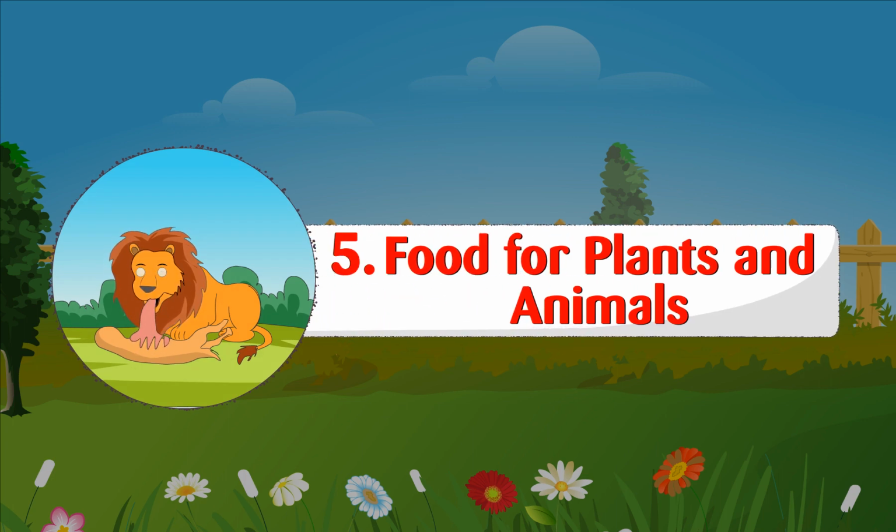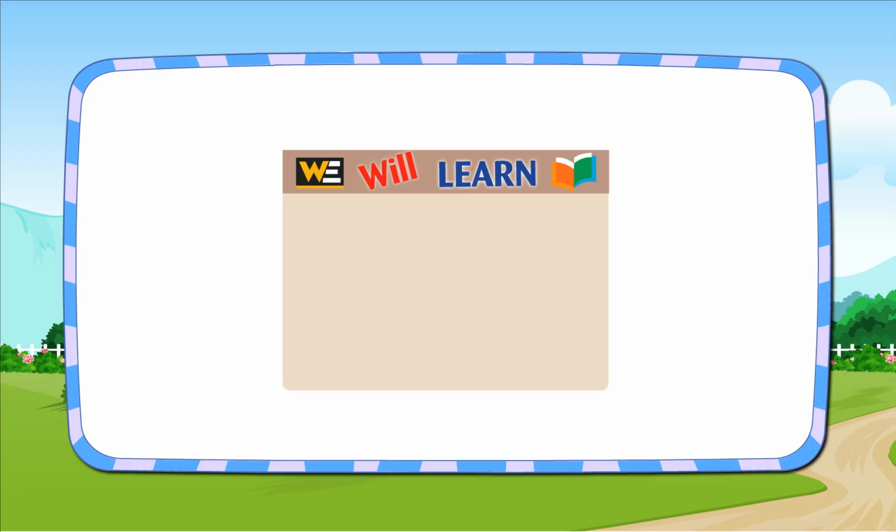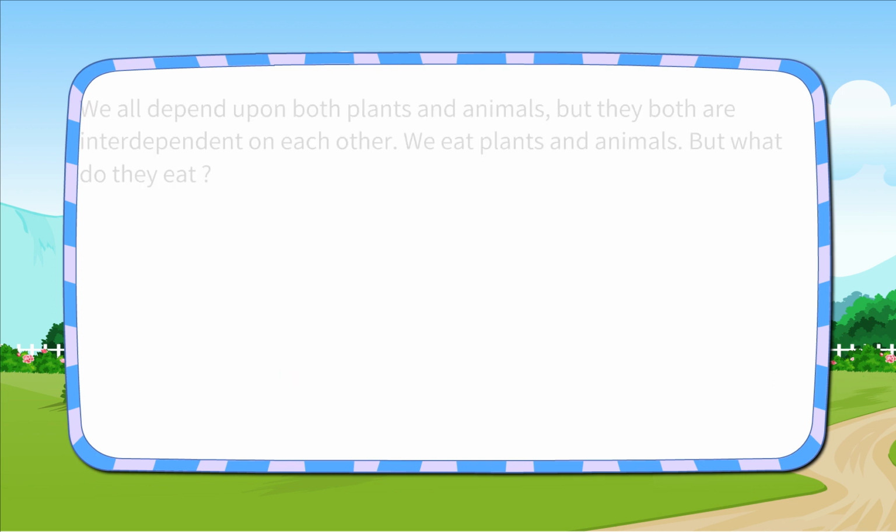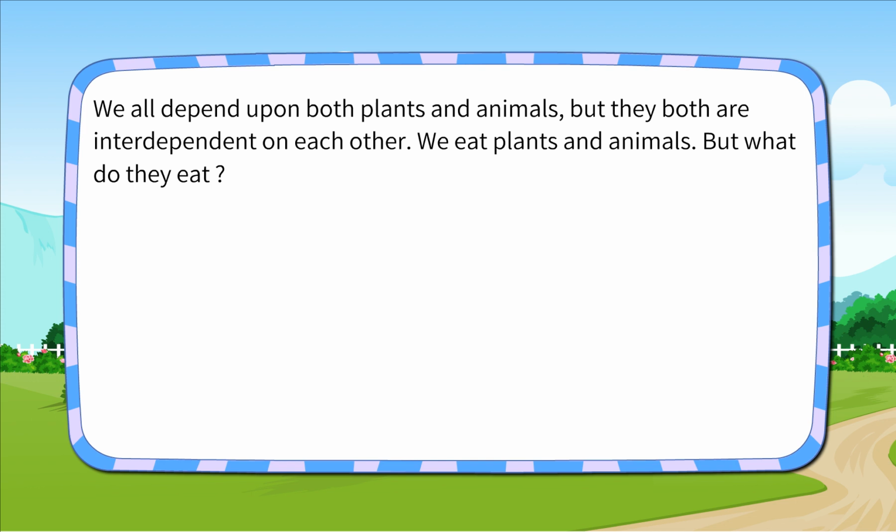Chapter 5: Food for Plants and Animals. We will learn food for plants, food for animals, food chain, food web, balance in nature. We all depend upon both plants and animals, but they both are interdependent on each other. We eat plants and animals, but what do they eat?